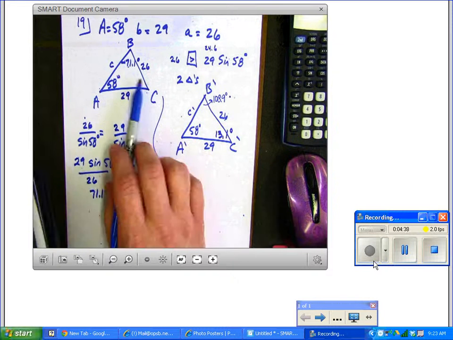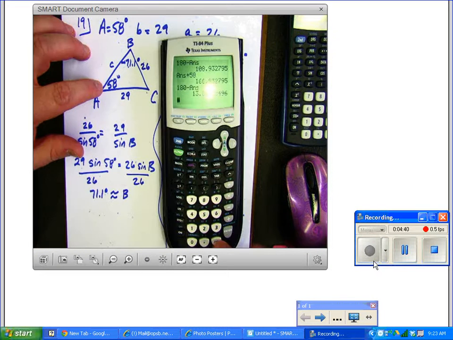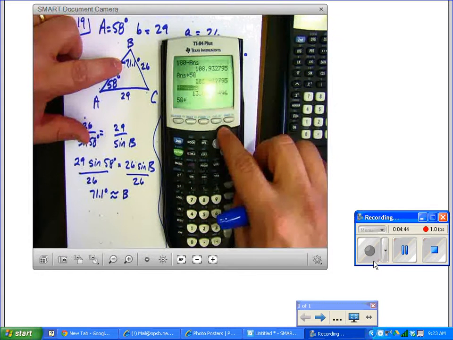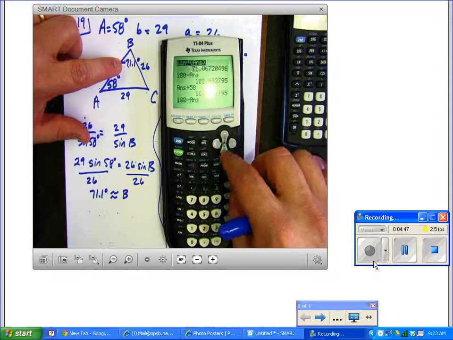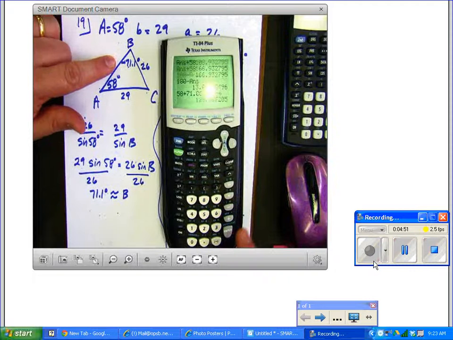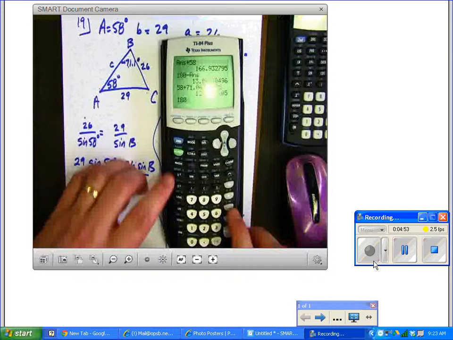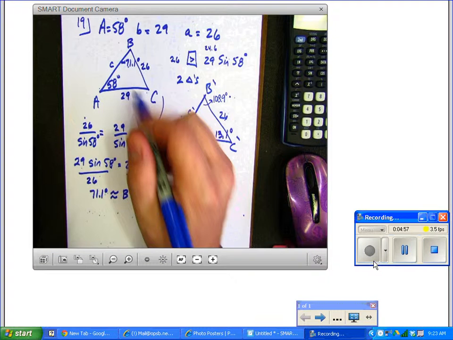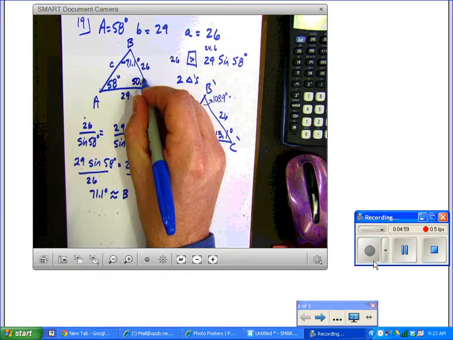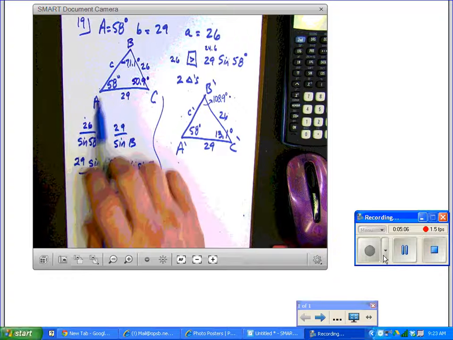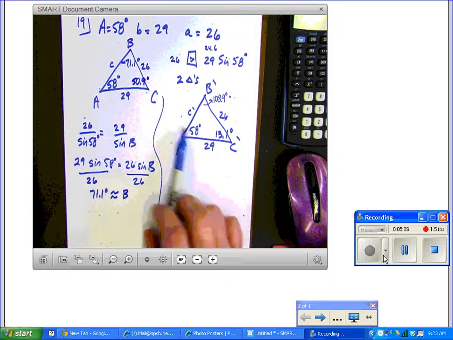Let's find this one. So do 58 plus 71.1, and subtract that from 180. So about 50.9 degrees. Now we've got the angles for both of them, and now we've got to find little c and little c prime.